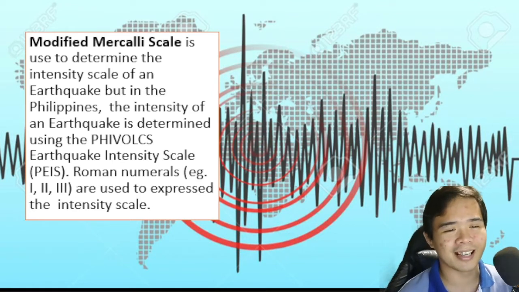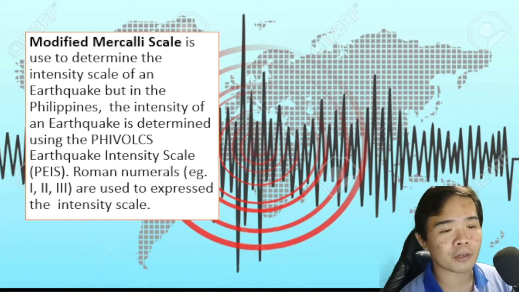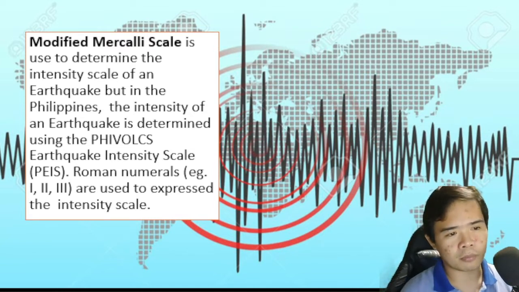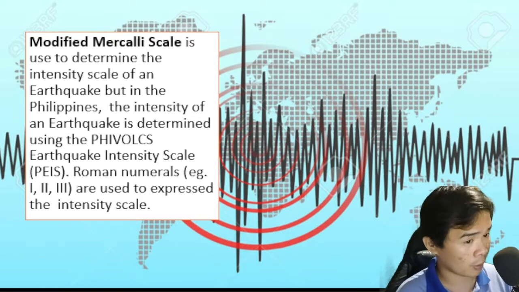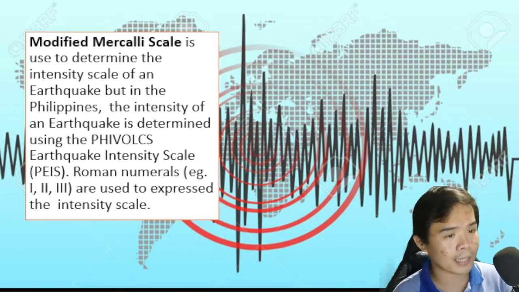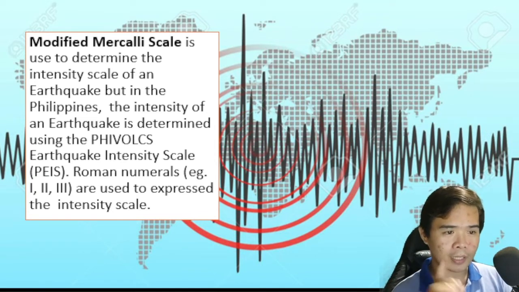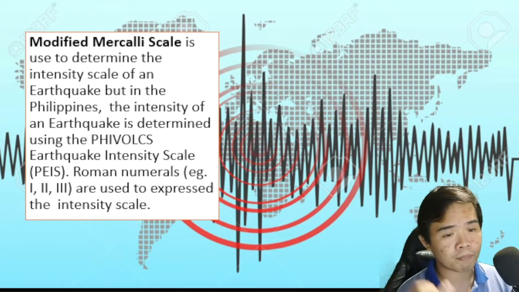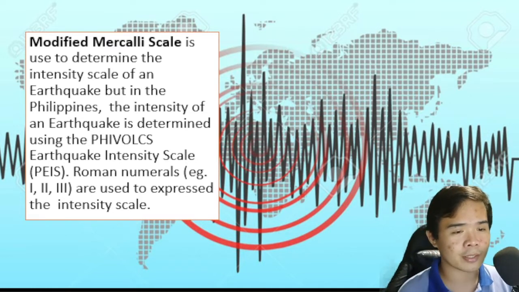The modified Mercalli or Mercalli scale is used to determine the intensity scale of an earthquake. Tanggalin ko lang salamin ko. But in the Philippines, the intensity of an earthquake is determined using the PHIVOLCS Earthquake Intensity Scale or the PEIS. Doon sa kanina magnitude, we actually talk about the Richter scale. The Richter magnitude scale, yun ang ginagamit ng mga scientists in observing the earthquake. Pero kapag naman doon sa intensity, we call it the PEIS, the PHIVOLCS Earthquake Intensity Scale.